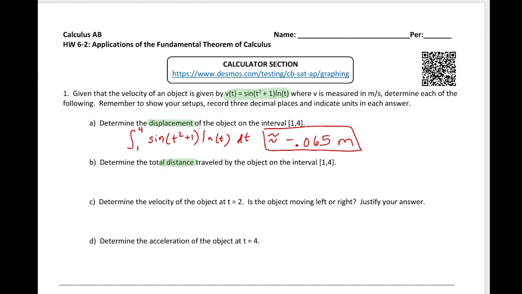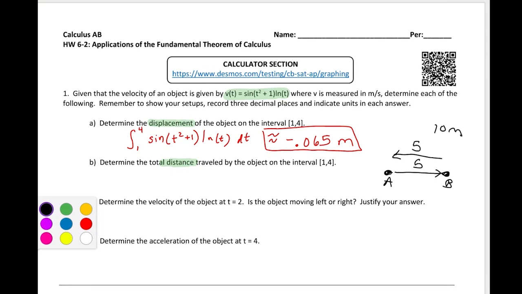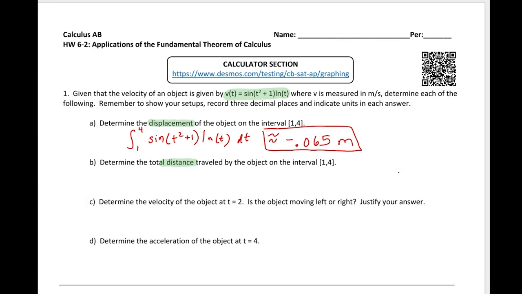So like if I'm standing still, if I'm at a position right here and I walk 5 meters over here to position B, and I walk 5 meters back, my total distance is 10 meters. That's how far I traveled. But my displacement would be 0 because I ended up where I started. My net change in distance would be 0. So the difference between distance and displacement is exactly that. You're just going to add up positive distances, positive values for the distance, and the displacement is going to keep track of what's positive and what's negative.